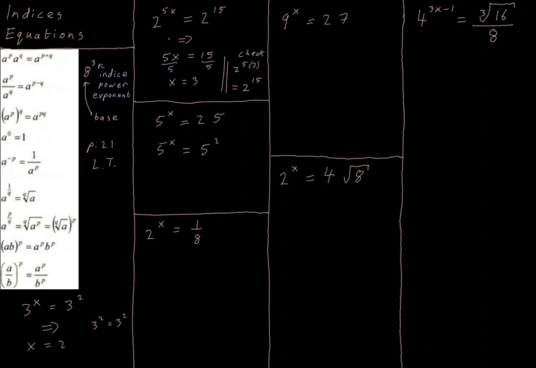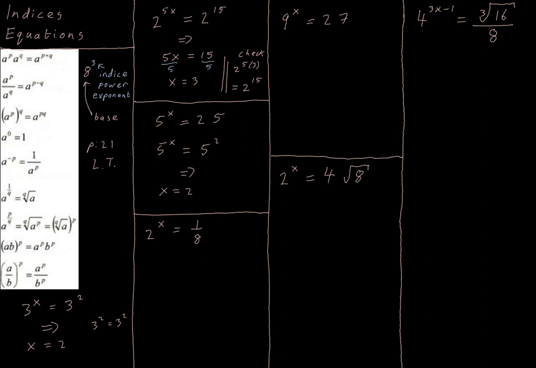And at that point, I'm back to my easier situations from before, my beginning situations. Now I can say, well, the only power of 5 that would be the same as 5 to the power of 2 is 5 to the power of 2. So x, therefore, x must be equal to 2. It's the only value of x that would make this equation true.